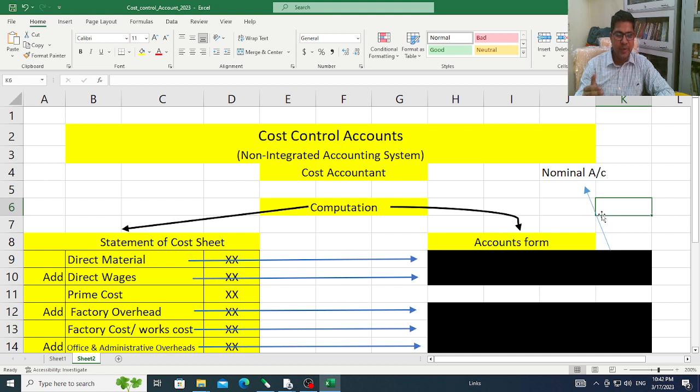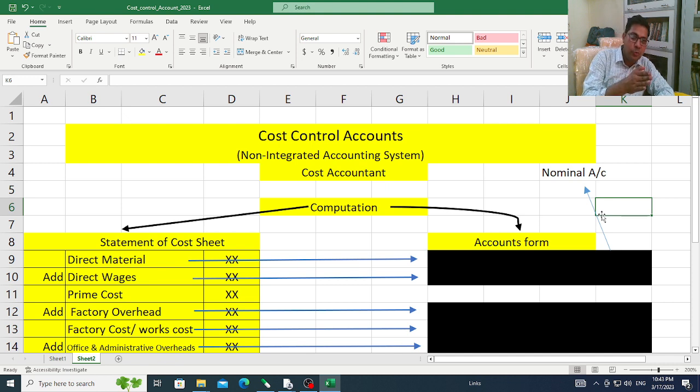Personal account rule: debit the receiver, credit the giver. And real account rule: debit what comes in, credit what goes out. So these kinds of accounts they are not willing to maintain. They say that we will prepare only nominal accounts. So whenever they prepare the nominal account and do not maintain the personal and real accounts, they will prepare their own cost control accounts. How they prepare, that we are going to learn.